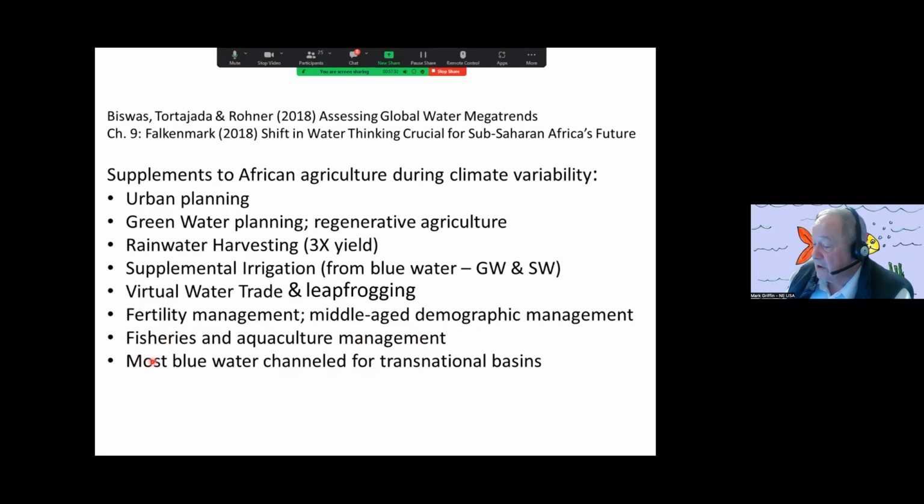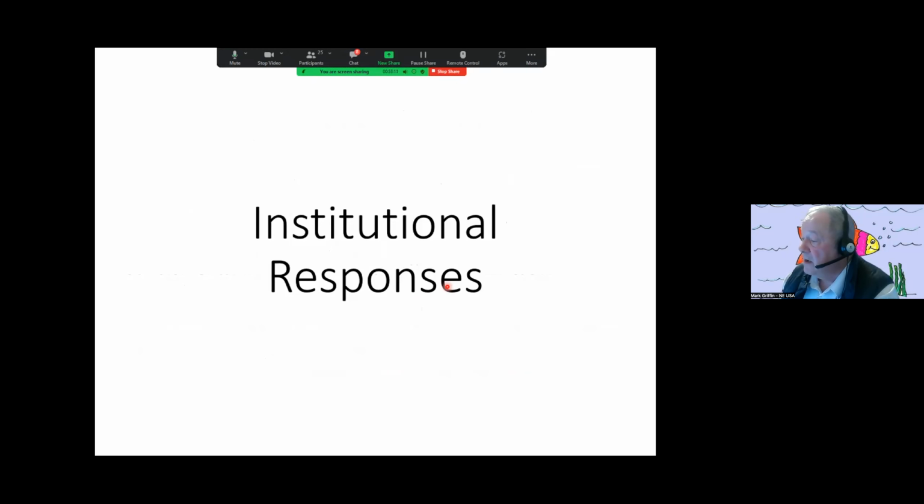She says at the beginning of her article that most blue water is channeled for transnational basins. So any runoff that goes off, you're not going to get that back for agriculture. I've seen examples of this, but it also has an implication that when countries are negotiating water, it puts pressure on where that water is going to come from, and it can feed back to agriculture. Where in Africa, in the current situation in that biome, the food production is not very good.